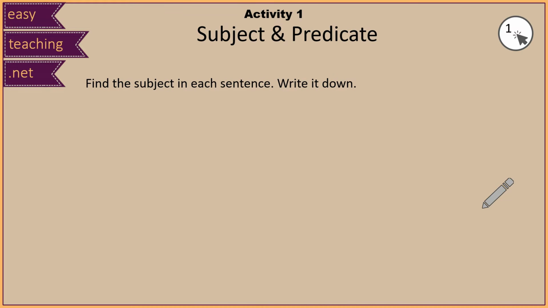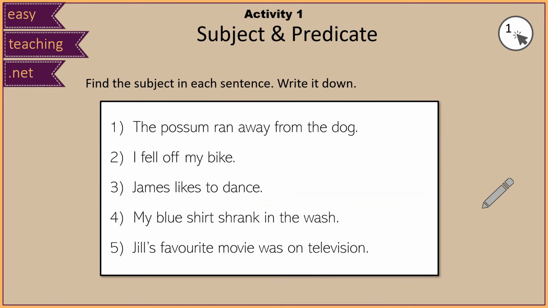Now it's your turn. Read the following sentences. Find the subject in each sentence and write it down. If you'd like, download this lesson's worksheet by clicking on link 1 in the description below. Pause the video here until you've completed the task. Now take a moment to check your answers. The subjects of the sentences are the possum, I, James, my blue shirt, and Jill's favourite movie.